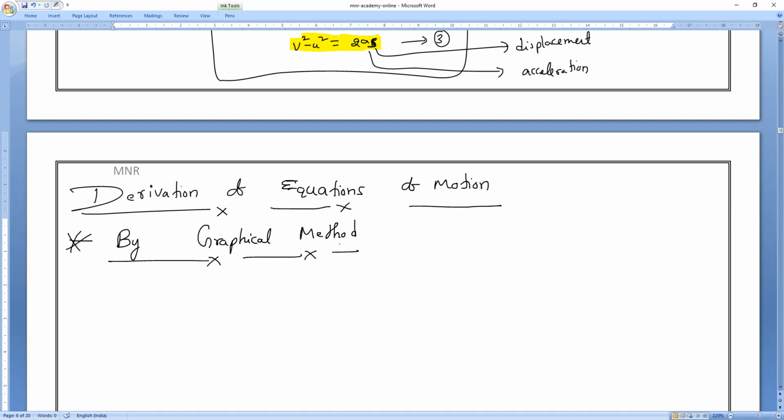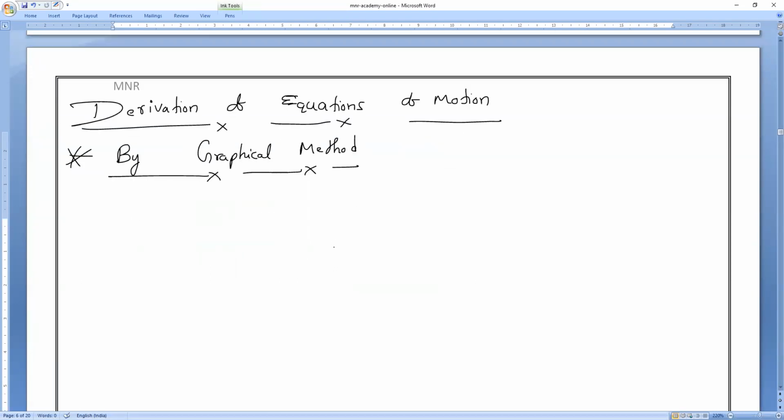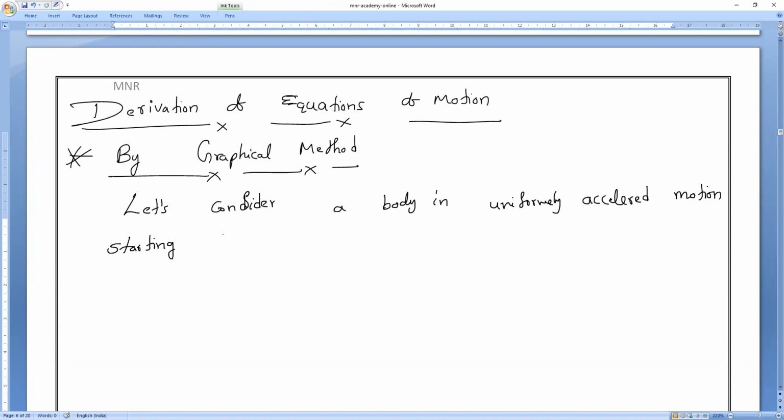Shall we proceed, everybody? Are you all ready? Yes, sir. For deriving by the graphical method, let us consider a body in uniformly accelerated motion. Can you tell me, Sailesh, Sanjay, how the graph will be for uniformly accelerated motion? Who will say? Lingesh? Agatha, Shivani? The line parallel to the x-axis, parallel to the time axis.